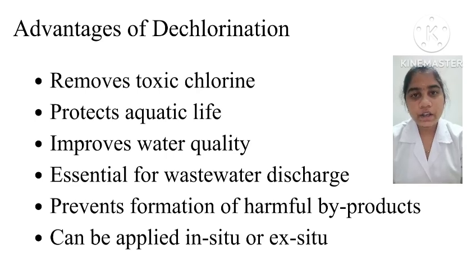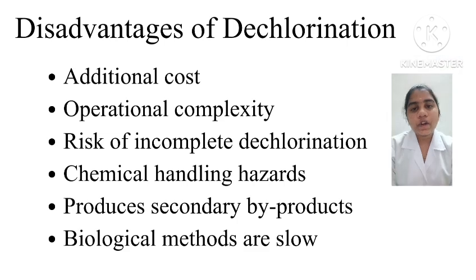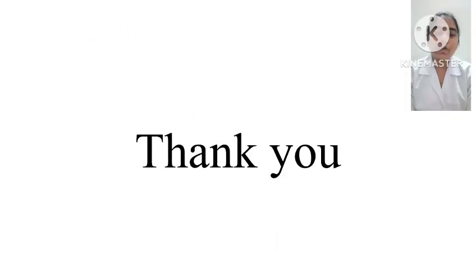Advantages of dechlorination: removes toxic chlorine from water, protects aquatic life forms, improves water quality essential for wastewater discharge, prevents the formation of harmful byproducts. It can be applied at the industrial and institute level. Disadvantages of dechlorination process: operational complexity, risk of incomplete dechlorination, chemical handling can be hazardous, may produce secondary byproducts. The biological methods are very slow. Thank you for watching this video.